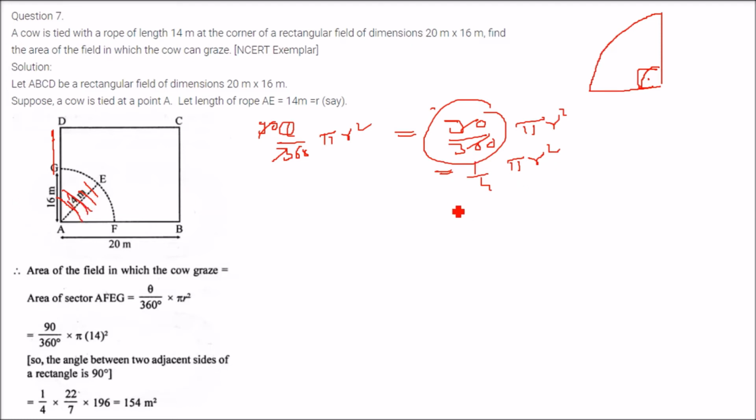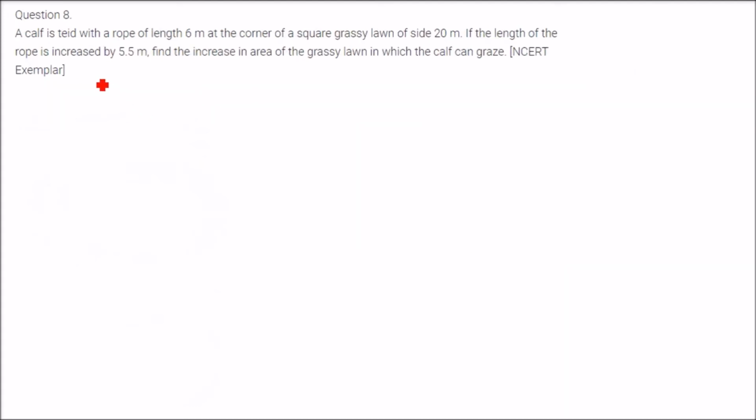Okay. So 1 by 4 pi r square, this only region you have to find out. So it will be 1 by 4, pi is 22 by 7, radius is of course 14 into 14. 7 twos are 14, 2 elevens are 22, 14 into 11 is 154 meter square.